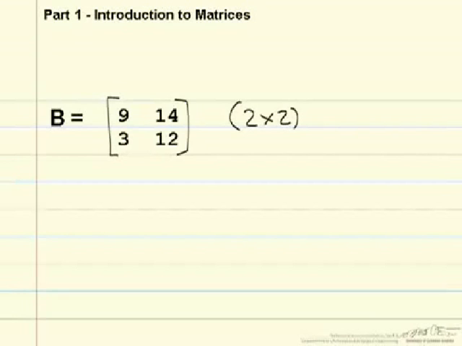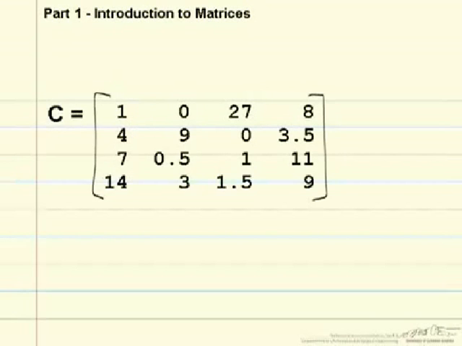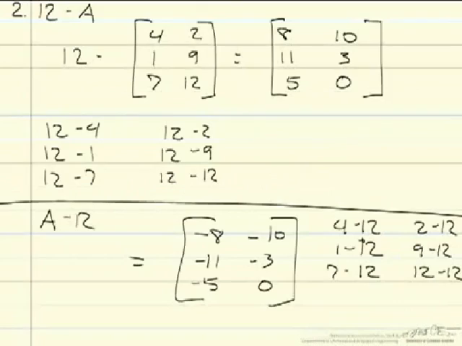Square matrices are useful in that you can do specific calculations with them that you're unable to do with other matrices. For example, you can only find the determinant of a square matrix, and you can only find the inverse of a square matrix. Here is matrix C. Matrix C is a 4 by 4 square matrix.